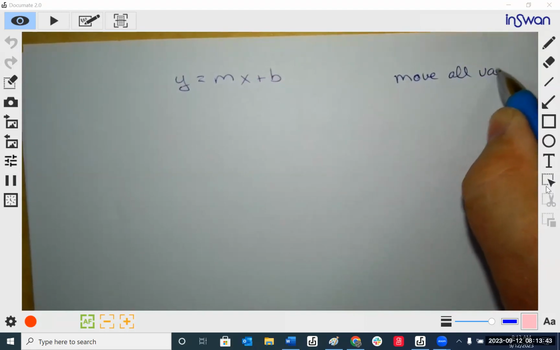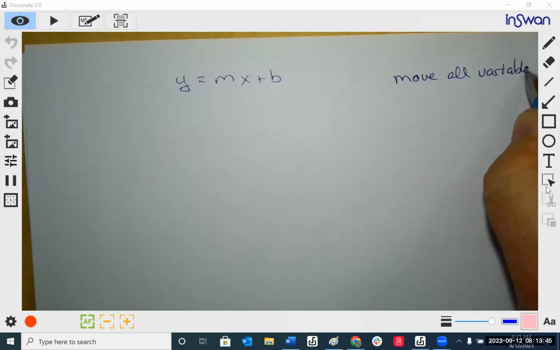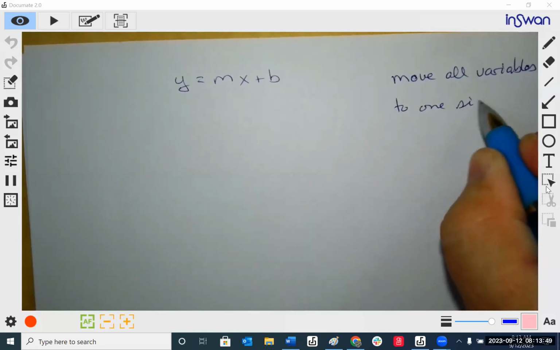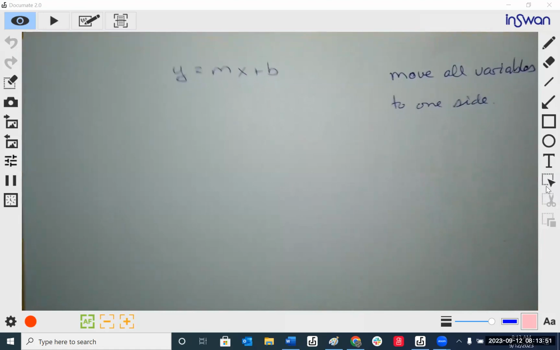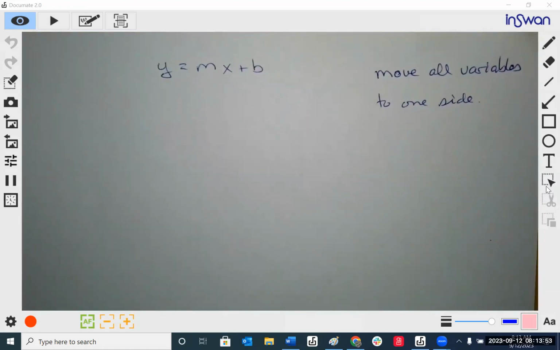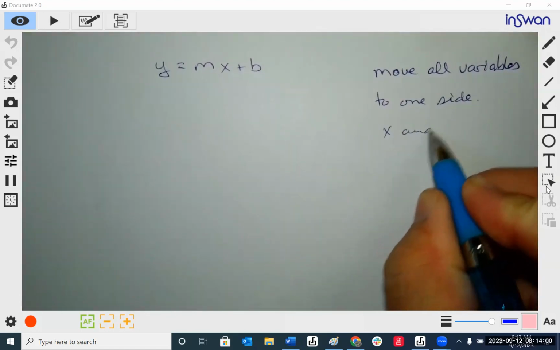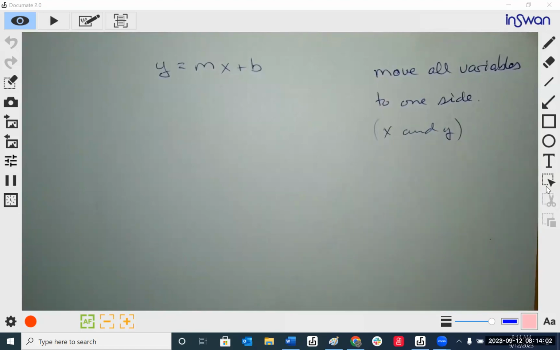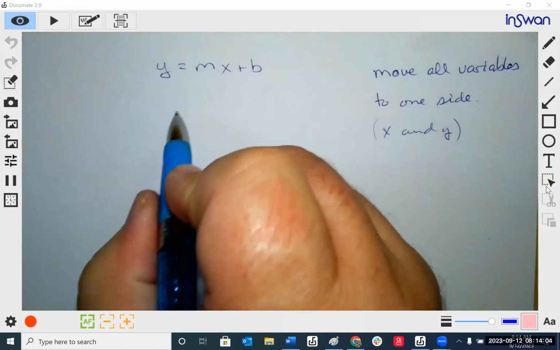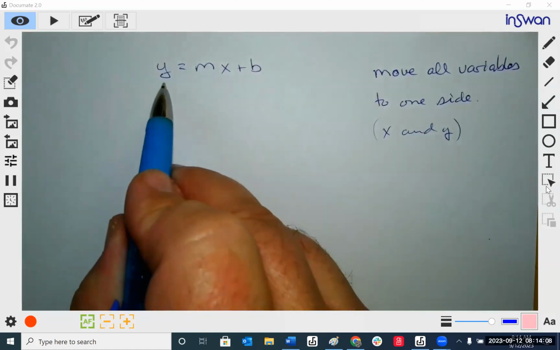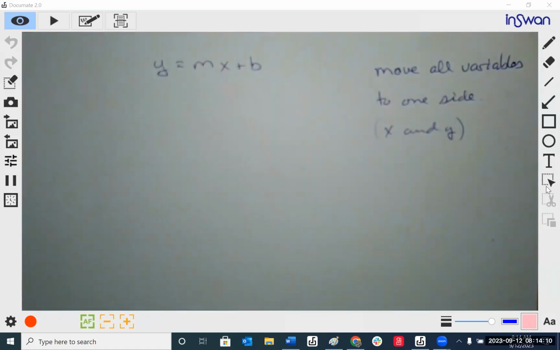move all variables to one side. Remember, what are our variables here? X and Y. Because remember, M is a number, it's a slope. B is the y-intercept, it's a number. The only variables we have are X and Y. So what do we do?